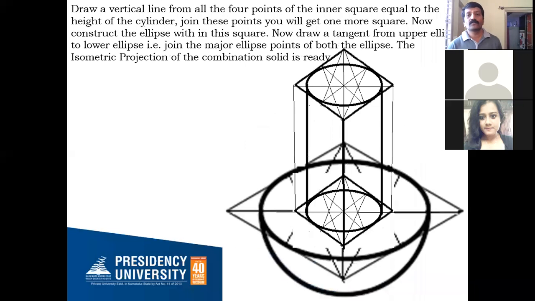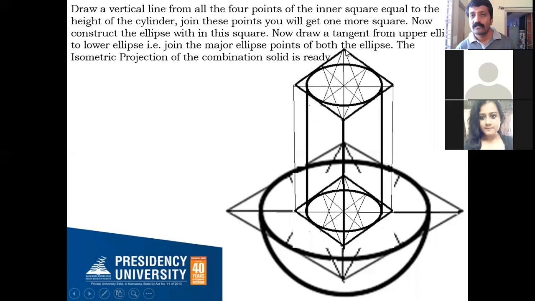After this, from all four corners of the outer square base of your cylinder, you draw a vertical projector. This is one corner; draw a vertical projector from here, from here, from this one, and from here. That height should be equal to the height of your cylinder. A 60 millimeter height is given. Convert that into isometric scale and take that height from all four corners. Wherever it cuts, you get four points, and you join them.